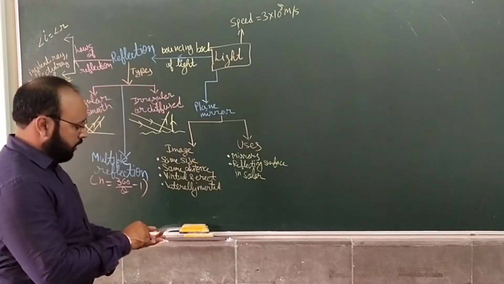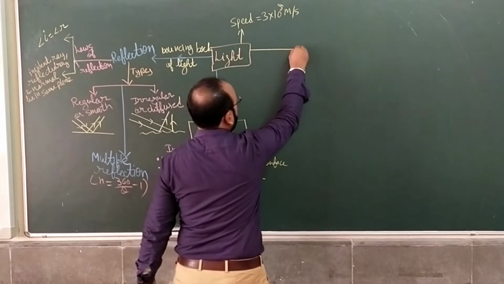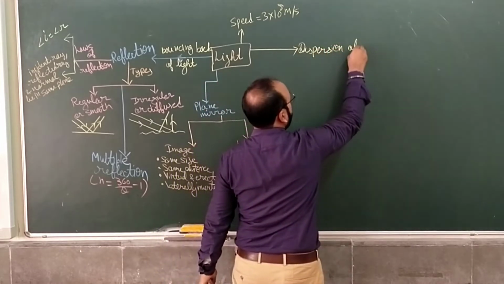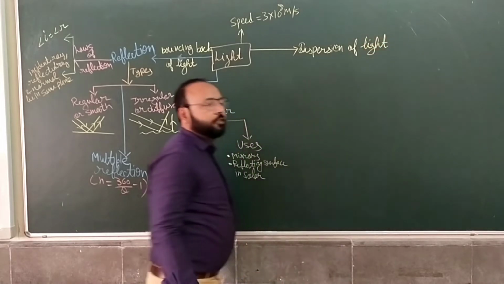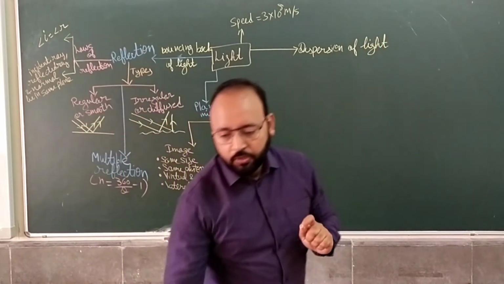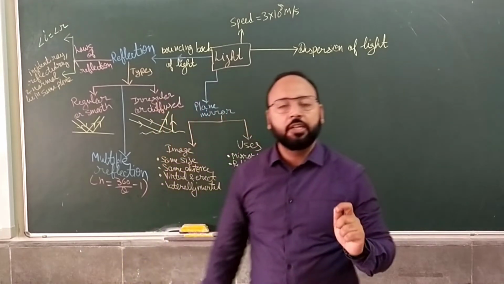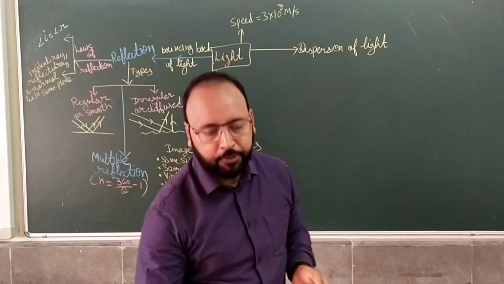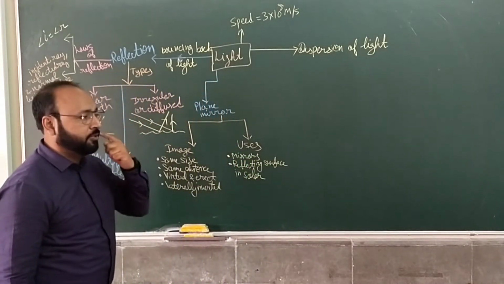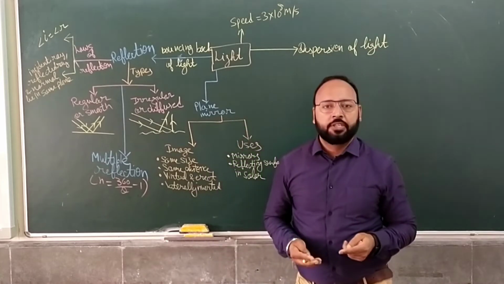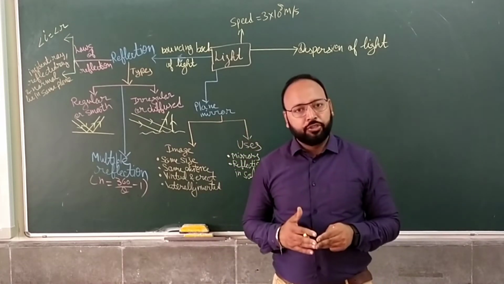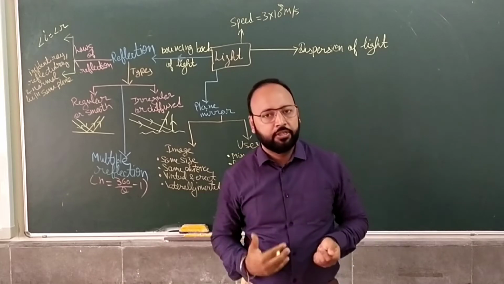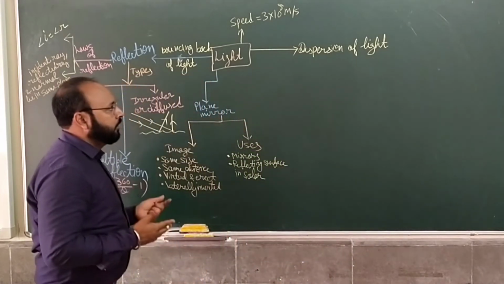Now our next topic is phenomena related to light, that is dispersion of light. Dispersion of light is clear to all when white light is allowed to pass through a prism. The colors will be formed. That is known as dispersion of light, or splitting of white light into different colors. And the spectrum is formed, known as VIBGYOR: violet, indigo, blue, green, yellow, orange, red. That is the spectrum formed by the different colors.